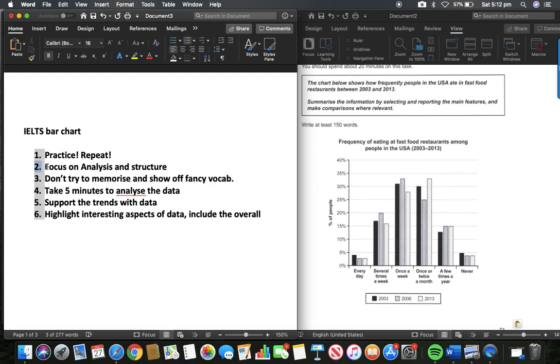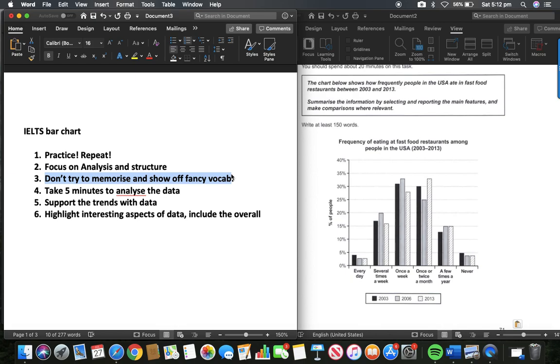Secondly, in this part of the test, a lot of teachers out there are teaching fancy grammar and vocab. I want you to focus on your analysis of the data and the structure of what you write. If you do that, you'll find this is a lot easier to do. It is a skill. You need to practice. And that kind of fits in with the next point.